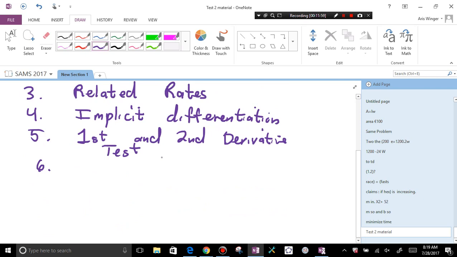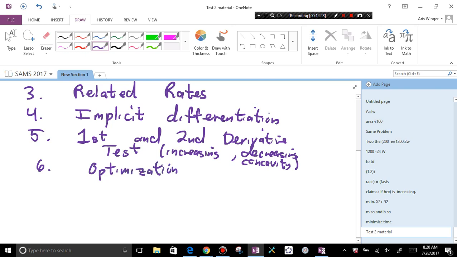And so this is all increase. So this includes increasing, decreasing, concavity, all of that stuff. So we did a mock test question about that stuff. There was something else in my mind. Optimization. The mean value theorem.